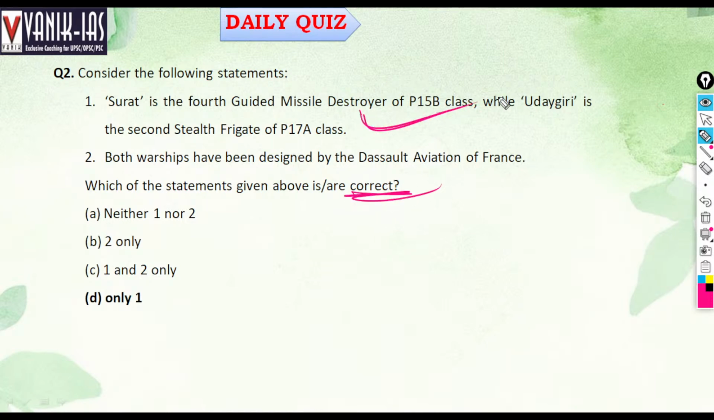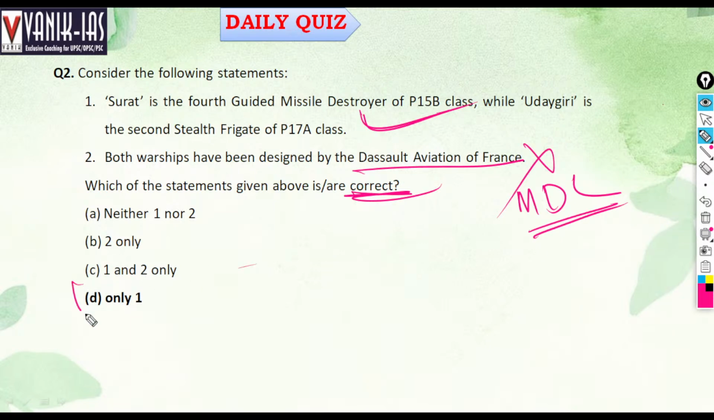It is correct. Both are designed by Dassault Aviation France. No. Mazagon Dock Limited, MDL, is building Surat and Udaygiri. These are stealth frigates of the P-17A class. So only one option is the right answer.